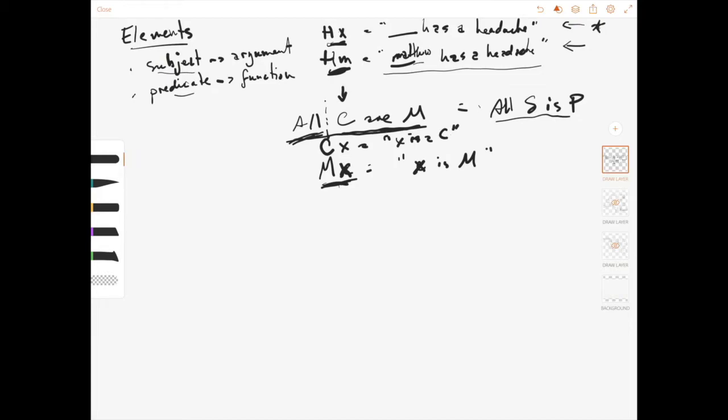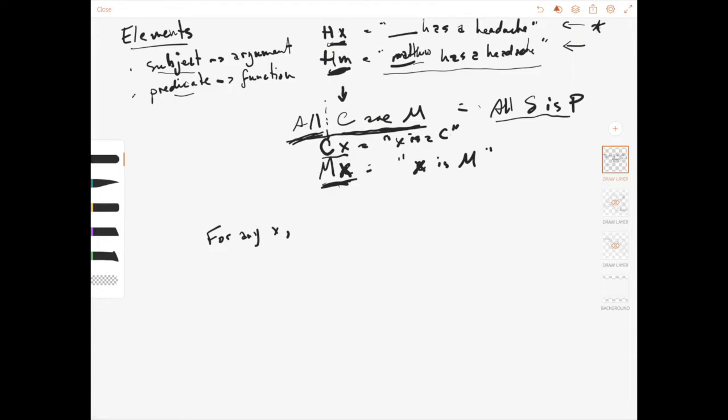Okay? So now we have two predicates. We have C of x, x is a cow. We have M of x, x is a mammal. So then what we can do is we can say, for any x. What does that mean, for any x? For any x means, for anything you can think of, let's stick it in the x slot as its argument.